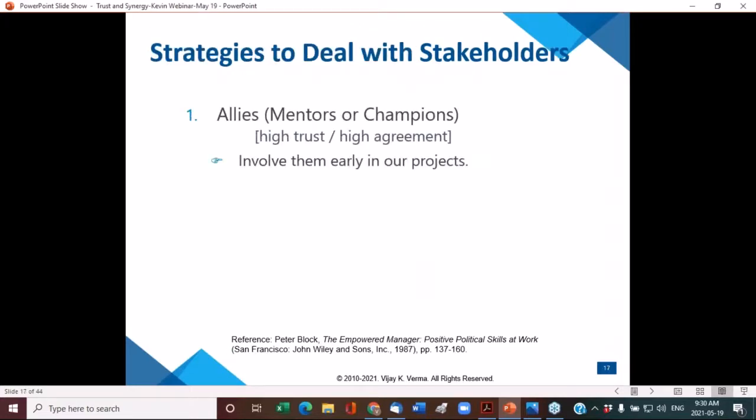So these are various strategies to deal with your stakeholders. I won't go into more details. It is something that I also talk about in more detail when I talk about power, influence, and politics workshops.